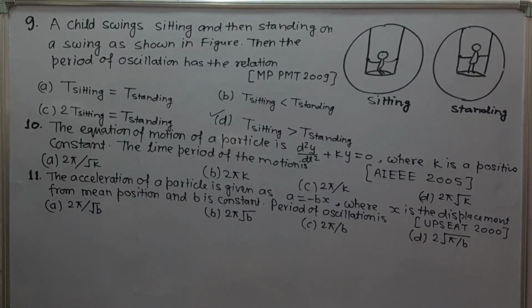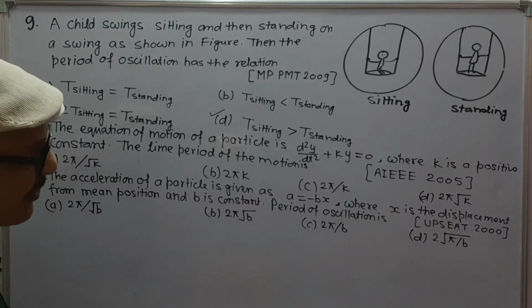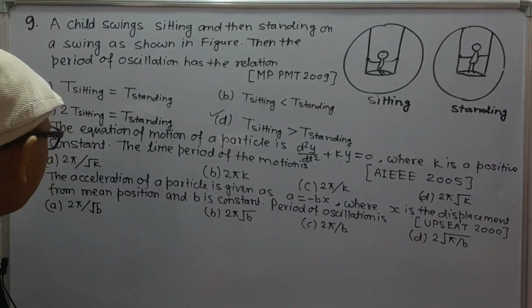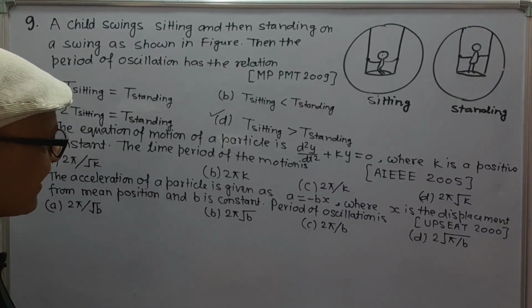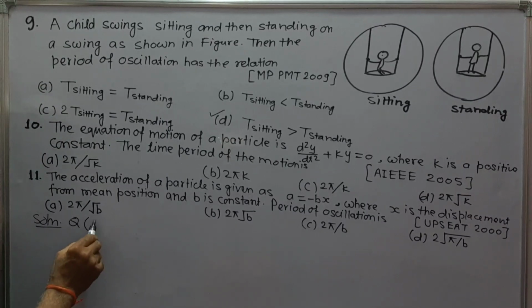Next question number 10. The question is, the equation of motion of a particle is d square y upon dt square plus ky is equal to 0, where k is positive constant. Then the time period of motion will be. Now solution to question 10.